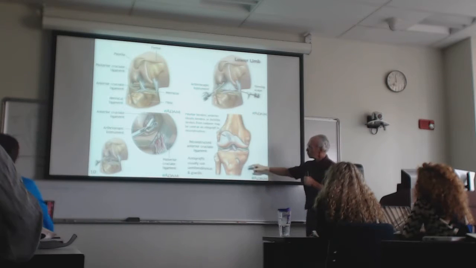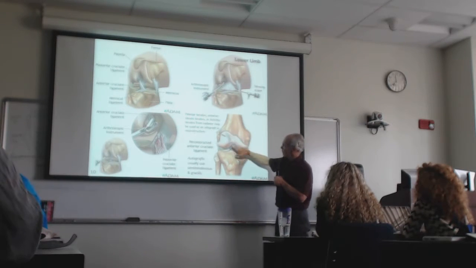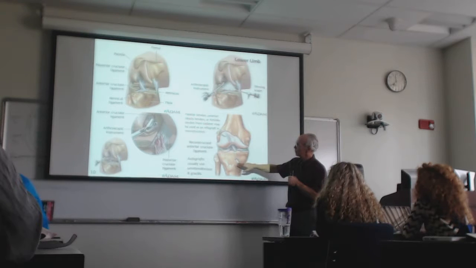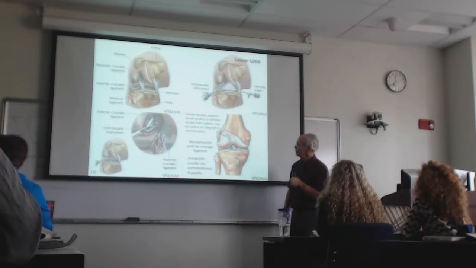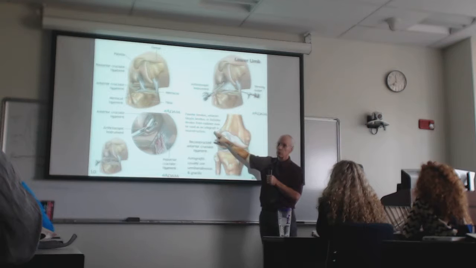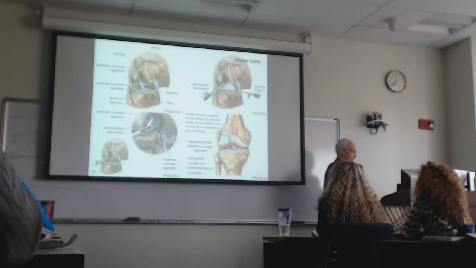connective tissue. Sometimes the ligament can be harvested from the patient. That would be an autograft. Sometimes they'll use the semitendinosus or the gracilis tendons. Sometimes it comes from a cadaver, or it can be transplanted, and that would be an allograft.